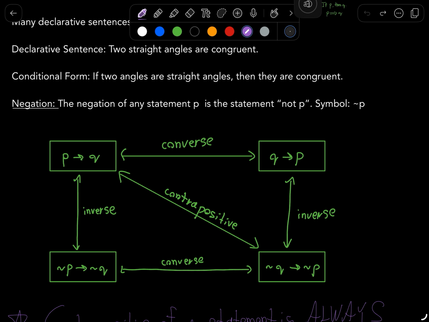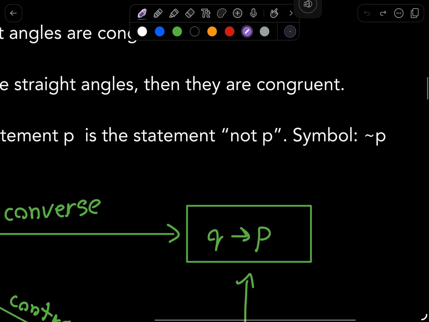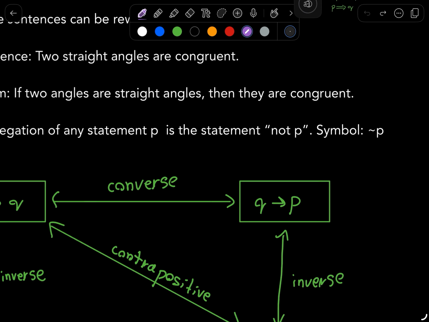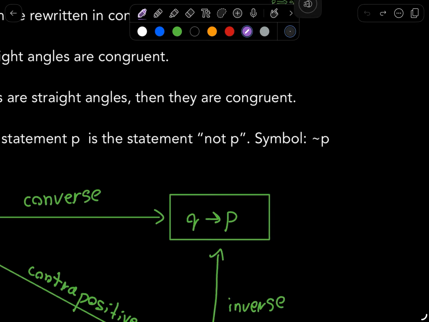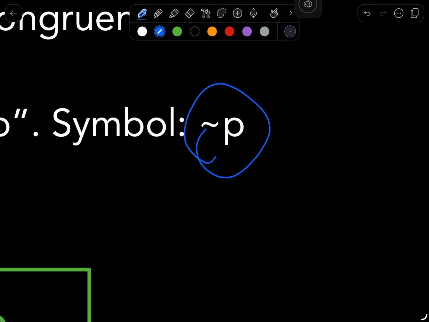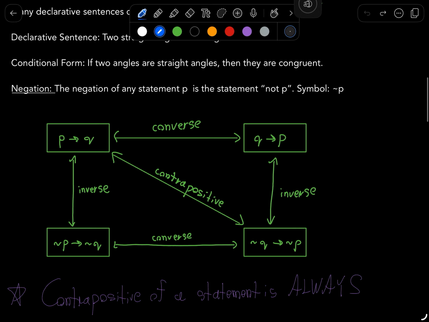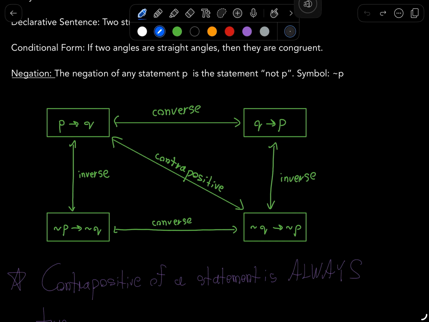Now, an important thing to note is negation, which is essentially if you have a statement P, then the negation of that is just going to be not P. That's pretty simple. Anytime you have a statement, a negation is just nullifying it, or doing the opposite. So again, P would turn into not P. And the notation, sometimes you'll see this squiggly line here, that just means not P.